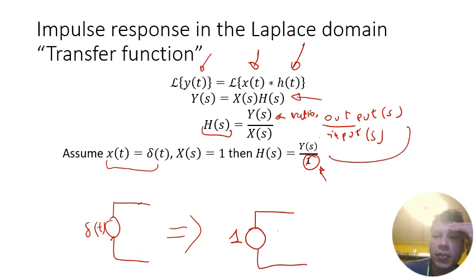Now note that this is completely compatible with the first definition, because if I choose the input as 1, then H of s would be that ratio of the output to the input. So you can think about it two ways. One is you put 1 as your input, because that's the Laplace transform of a delta function. Or you can think about it as trying to find the ratio of the output to the input. Okay, so that's basically all you need to know about transfer functions. Now I'm going to go over a few examples.